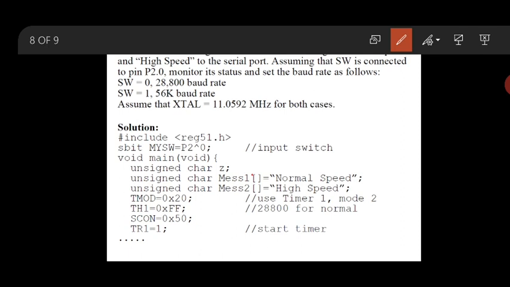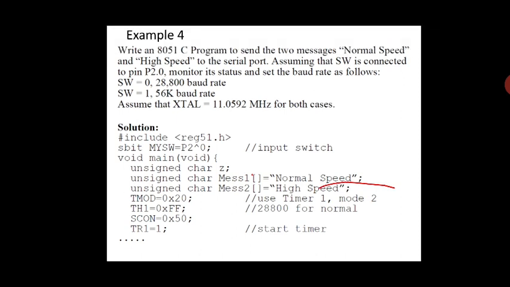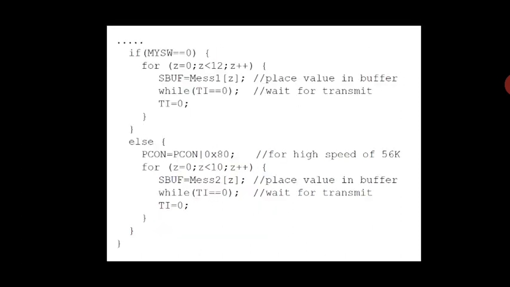Now TMOD 20 is a fixed operation, as we discussed previously, and we are using the same here. Very important is TH1 FF, because my baud rate will be 28,800. Since I am setting 28,800, the corresponding value will be FF. SCON is 50 because we are using one start bit and one stop bit. TR1 starts the timer. Once you start the timer, the program will continue.